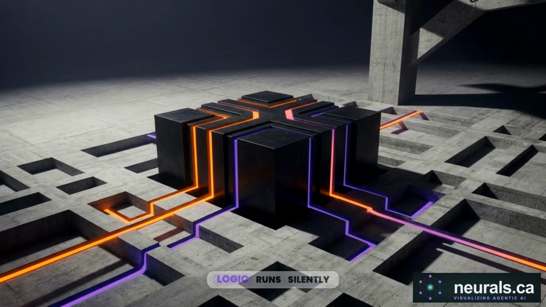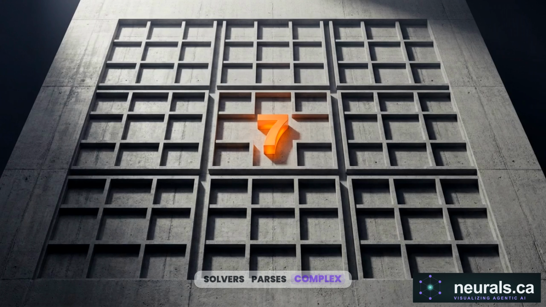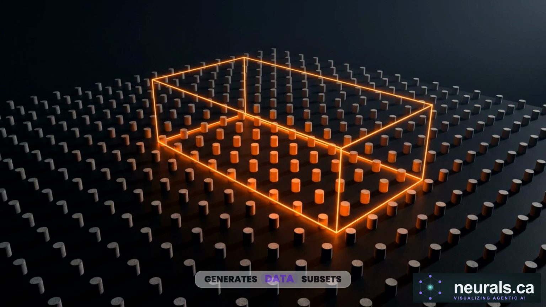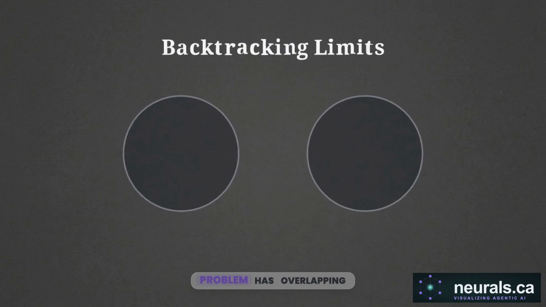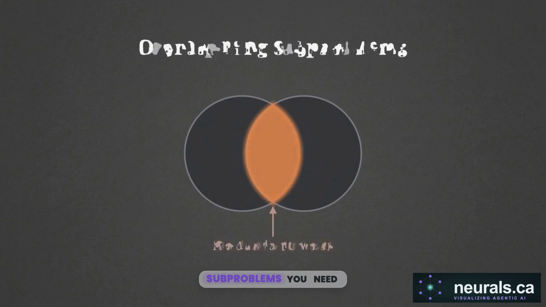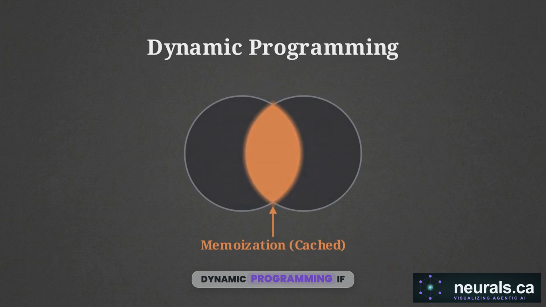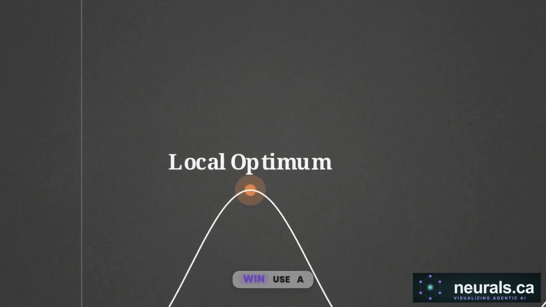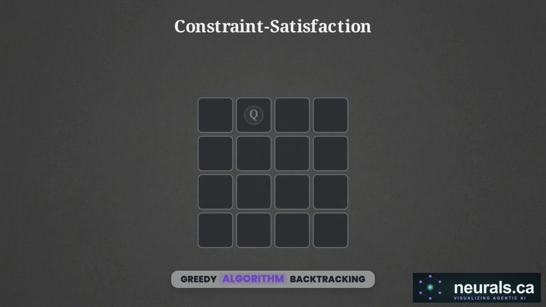Today, this exact logic runs silently in the background of everyday computing. It powers Sudoku solvers, parses complex regular expressions, maps maze routes, and generates data subsets. But you have to know its limits. If your problem has overlapping subproblems, you need dynamic programming. If local, immediate choices guarantee a global win, use a greedy algorithm. Backtracking is strictly for constraint satisfaction.